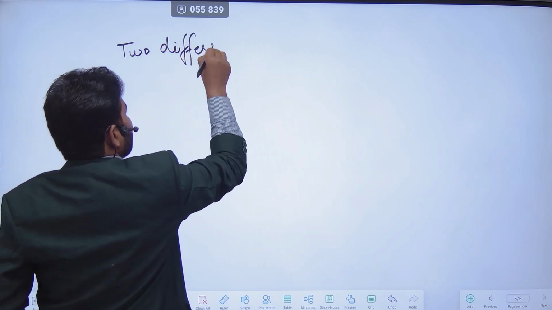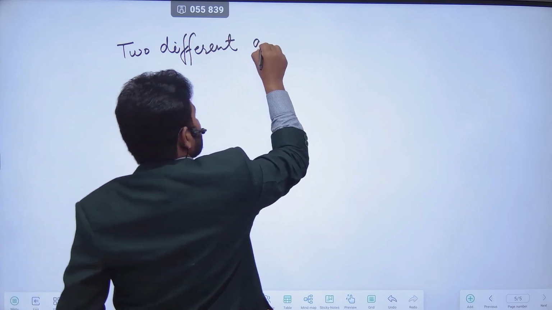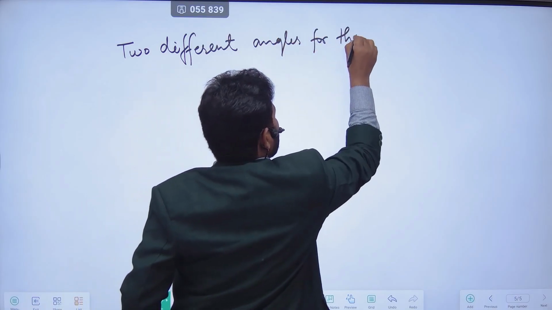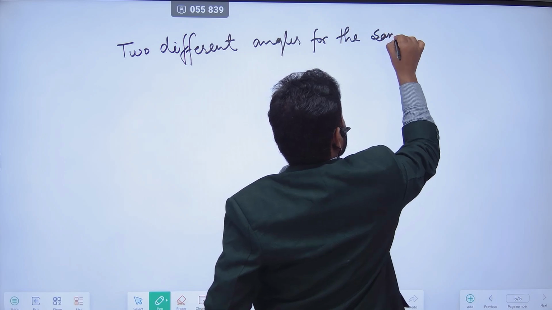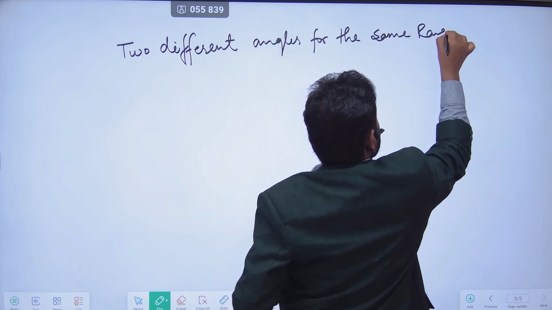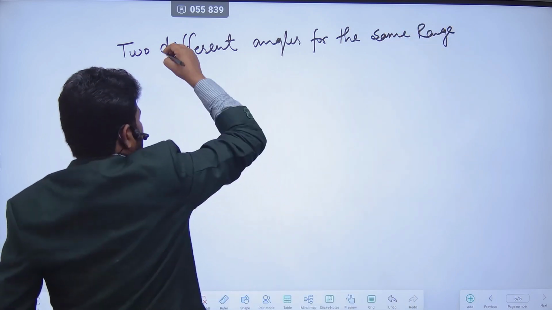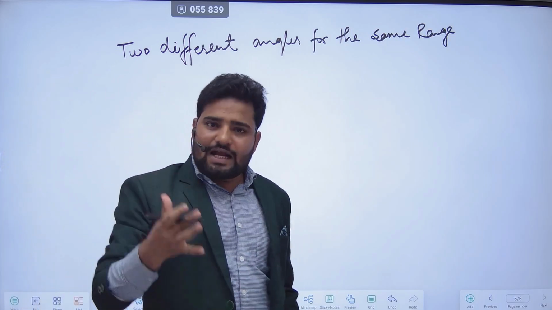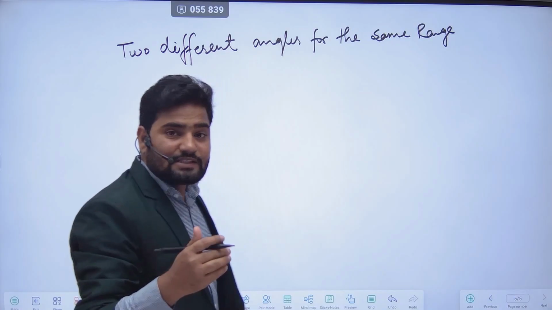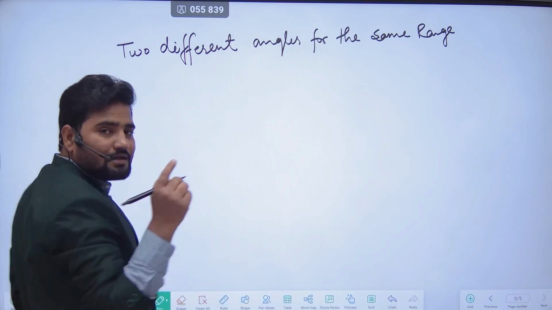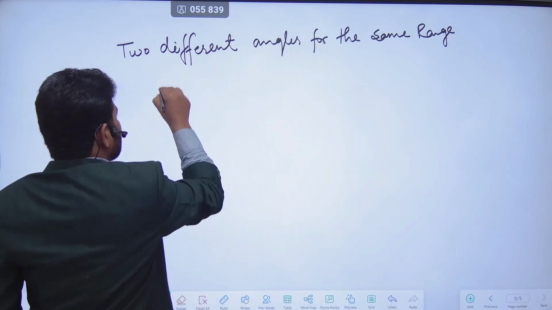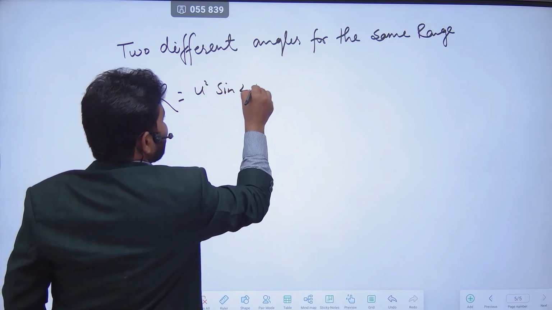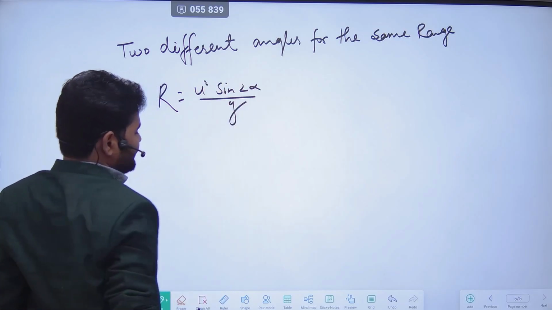Two different angles for the same range. Suppose first the ball is launched at an angle of alpha with initial velocity u. In this case, the range is R. So R is equal to what? We will write u square sine 2 alpha by g.